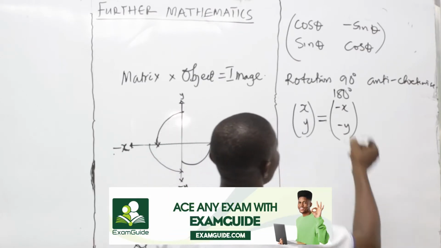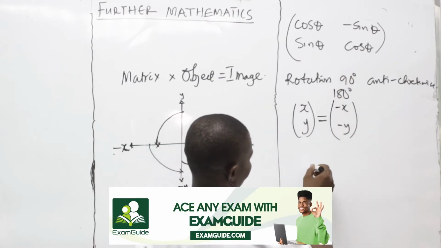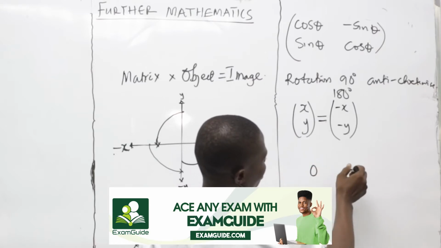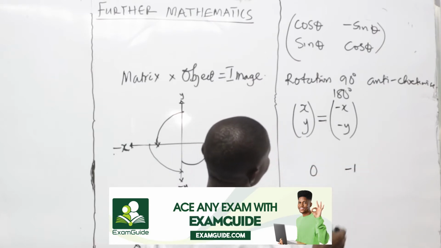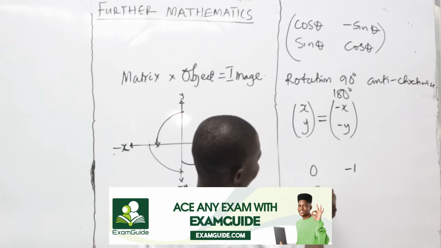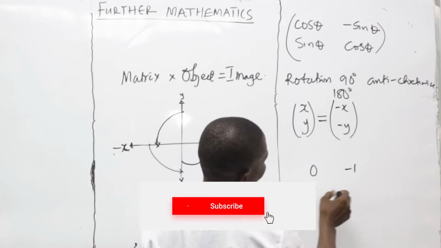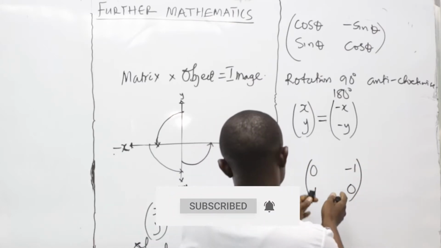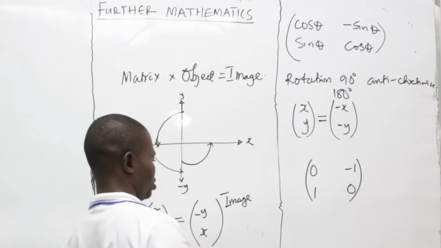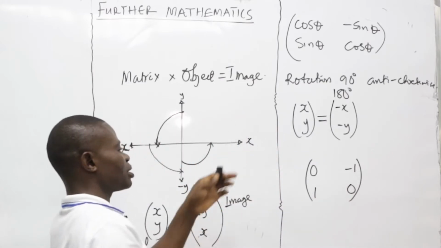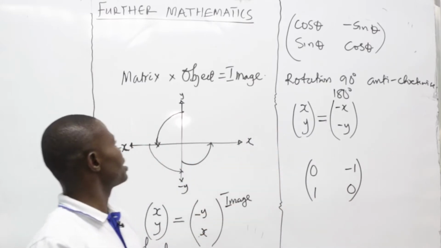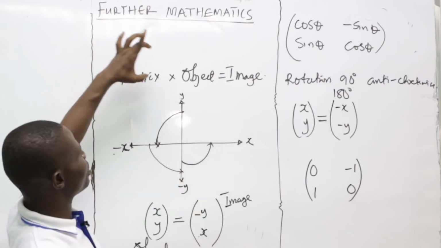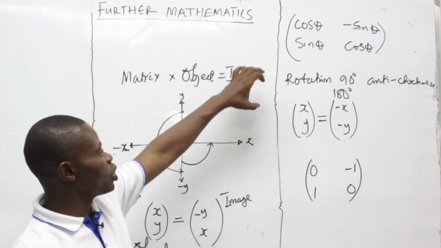So, cos 90 is 0. Sin 90 is 1. Because sin is having a minus sign, you put the minus. Sin 90 is 1, cos 90 is 0. Meaning, this is the what? The matrix. Now, matrix, like I said when I started, matrix multiplied by object equals what?